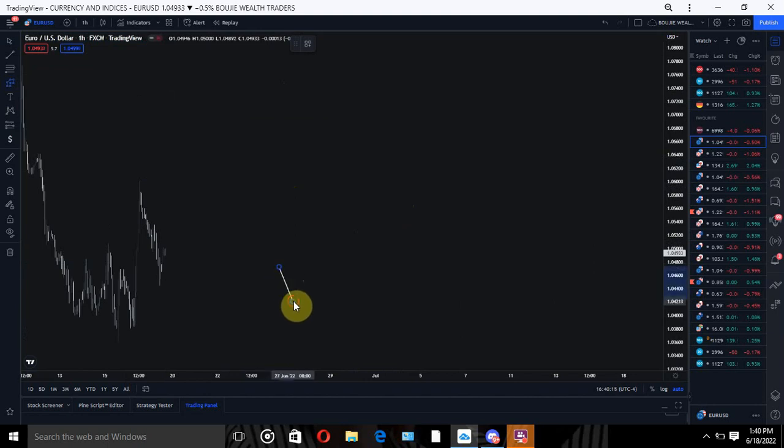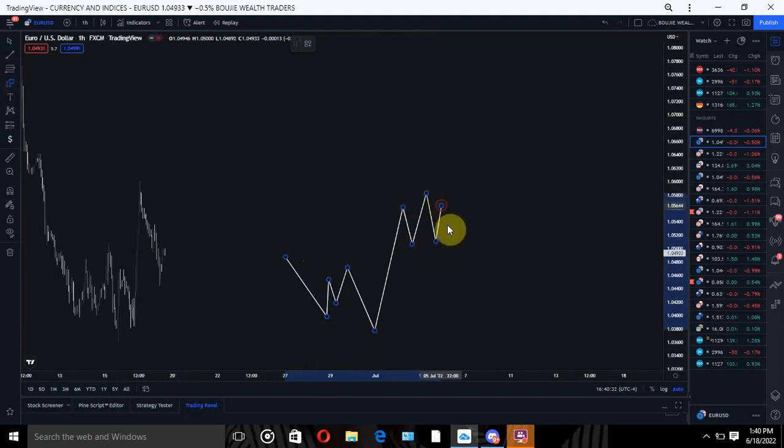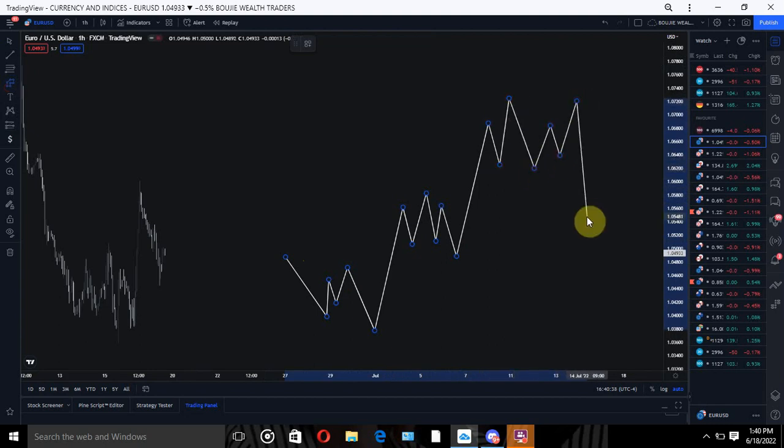So we have the accumulation phase. Then we have the reaccumulation phase. Then we have our distribution phase. After that we have the redistribution.